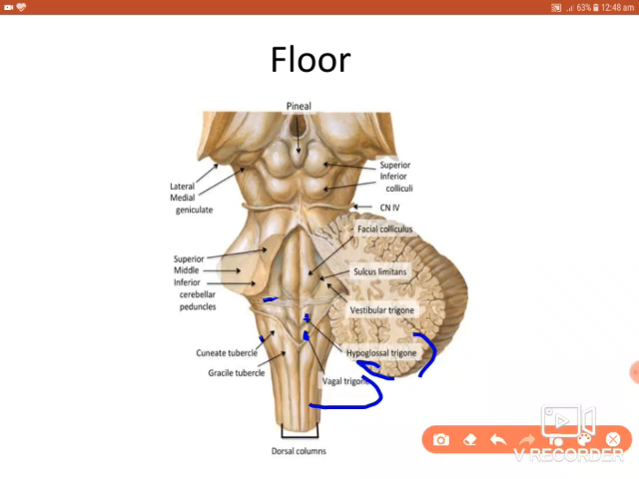Then in the upper part, there is the median sulcus. This elevation forms the median eminence. On each side of the median eminence, you can see there is a lateral sulcus. This sulcus extends towards the lower part. This is the sulcus limitans.